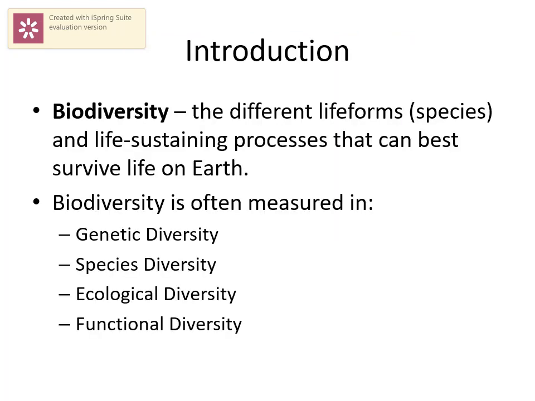So, today's lab we're looking at biodiversity, different life forms or species and life-sustaining processes that can best survive life on Earth. Generally, when we think about biodiversity, we think about different types of species, and that is one type of biodiversity. But there are four different kinds in general. We have genetic diversity, species diversity, ecological diversity, and functional diversity.